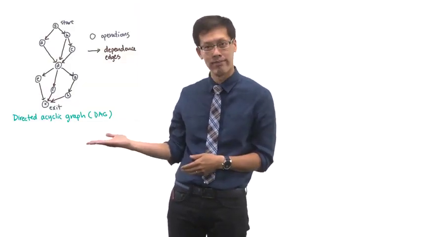To design algorithms, we need an abstract model of a parallel computation and a way to write down the algorithm. This lesson is about one such model, which is sometimes called the dynamic multi-threading model. It has two parts. The first part is that a computation can be represented by a directed acyclic graph, or a DAG, sort of like this one.